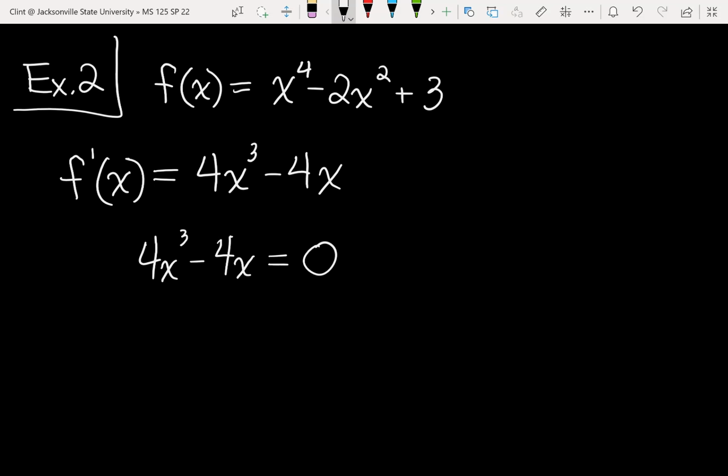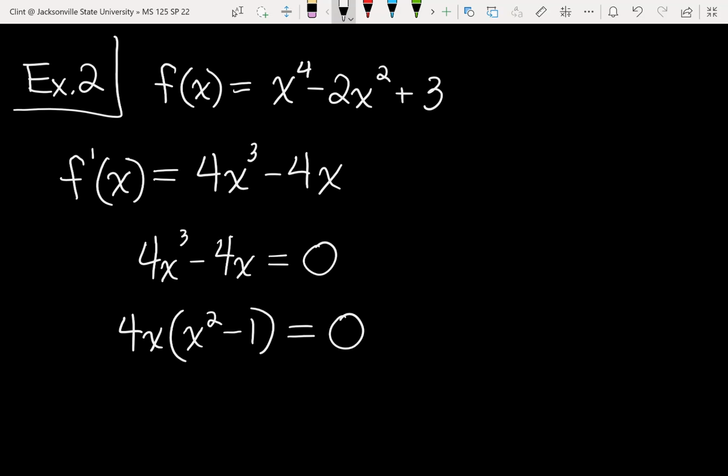What can we do on that one? Got to use a little bit different algebra skills here. Yeah, we got a 4x in common. I like that idea. That'll leave us with x squared minus 1. Then what? A couple options. I'll take either option.